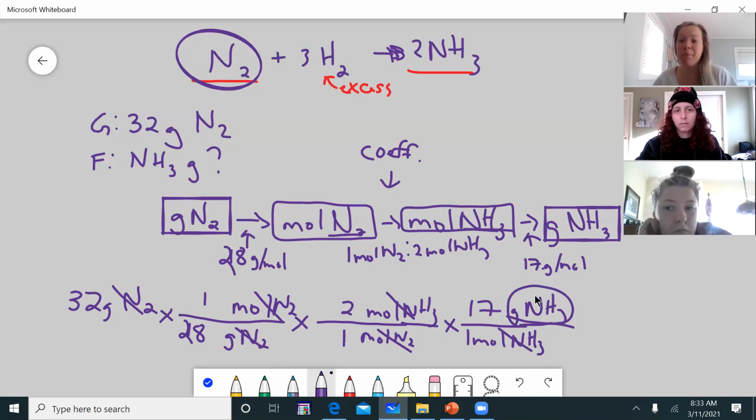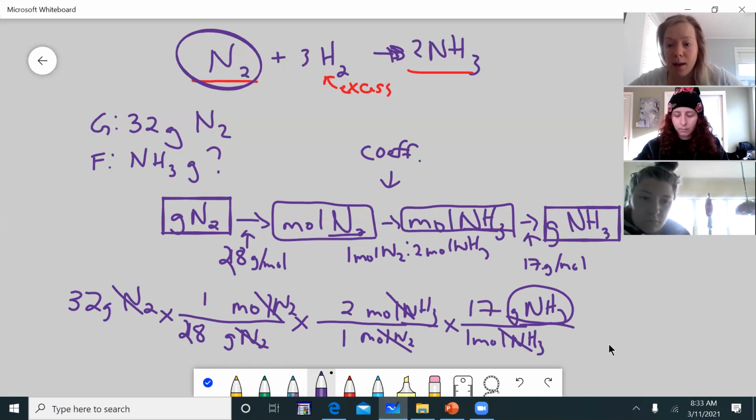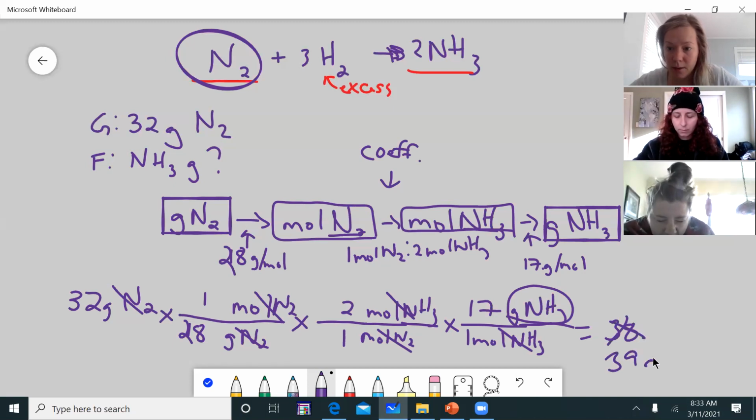This will be the setup every time you're doing stoichiometry. So we're going to take 32 and multiply it by anything on the top. So we've got times a 2 and times a 17. And then we divide it by anything on the bottom, really just that 28. So we get about 39 grams. So if I potentially have 32 grams of N2, I could make 39 grams of NH3.